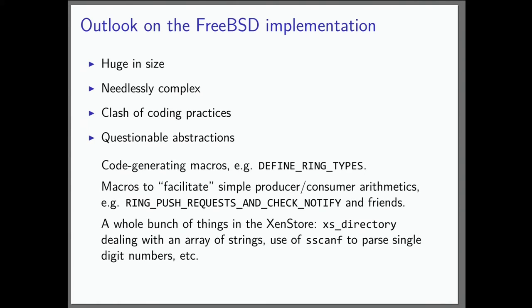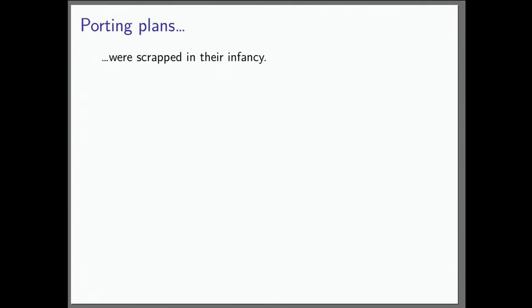And one of the good examples is XS directory, the function that essentially lists one subtree in that Xen store hierarchy and reads the values, stores the property names in dynamically allocated arrays and so on and so forth. Doing a lot of string manipulation within the kernel. Some other methods are using sscanf to parse single-digit numbers and so on and so forth. So porting was not really an option.